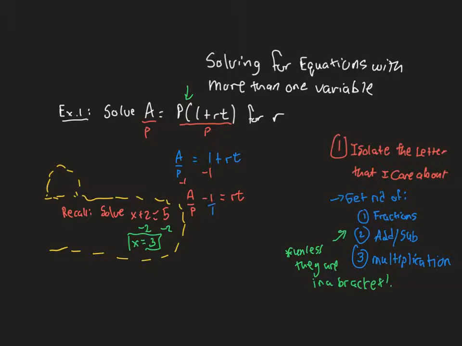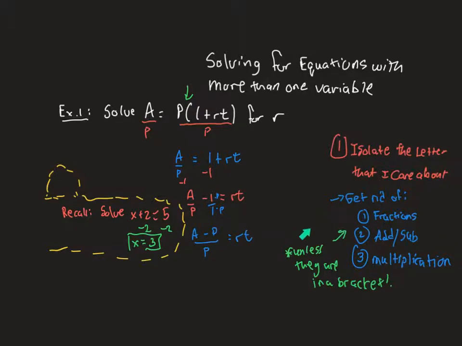So remember, this is the same thing as saying 1 over 1, which means I'm going to have to multiply the top and the bottom by P, which means I'm going to have A minus P over P is equal to RT.